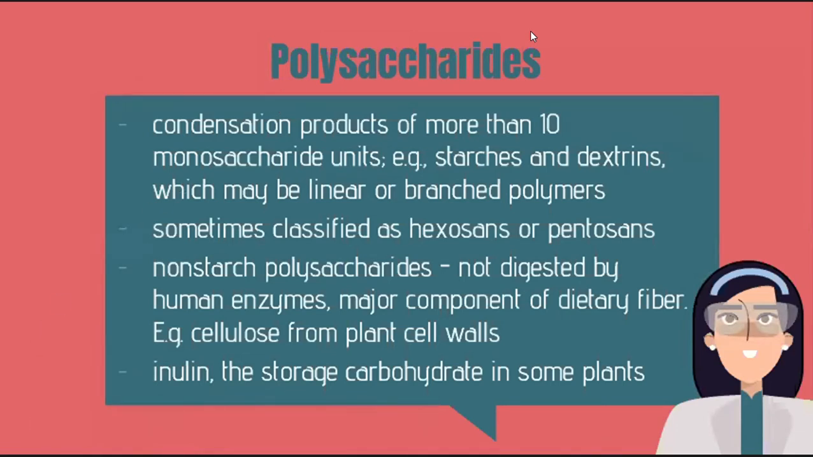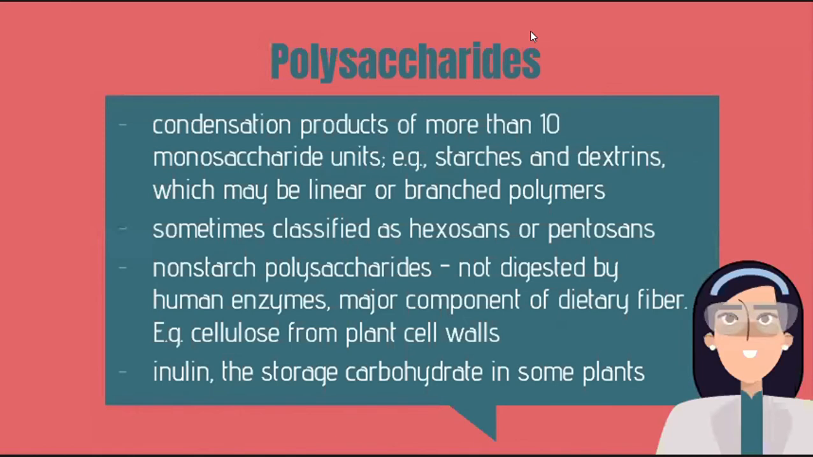Condensation products are more than 10 monosaccharides. Examples are starches and dextrins. It can be linear or branched polymers. It is sometimes classified as hexosans or pentosans, depending on the constituent monosaccharides, like hexoses or pentoses.